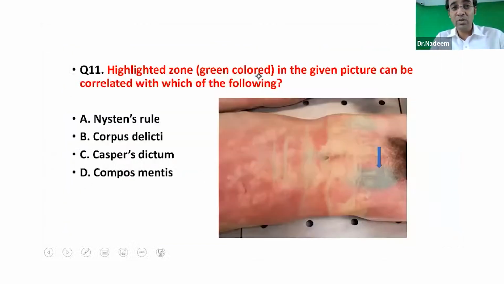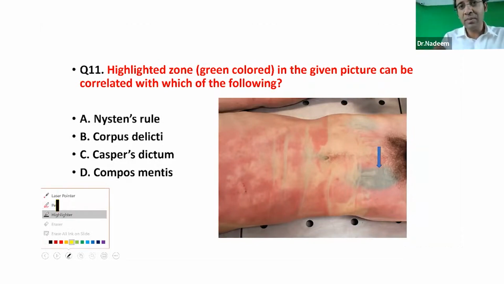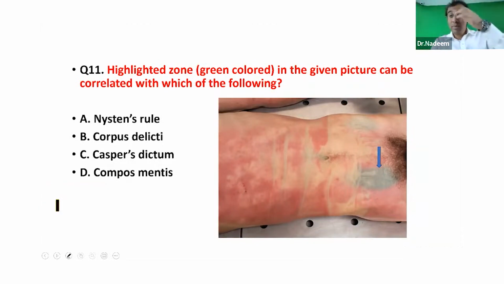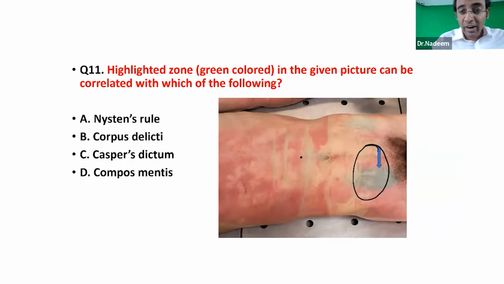One student was asking about this question. Highlighted zone in the given picture can be correlated with which of the following? First of all, you tell me, what do you understand by seeing this picture? Over the right iliac fossa, greenish discoloration is there. This is the first external sign of decomposition or putrefaction.